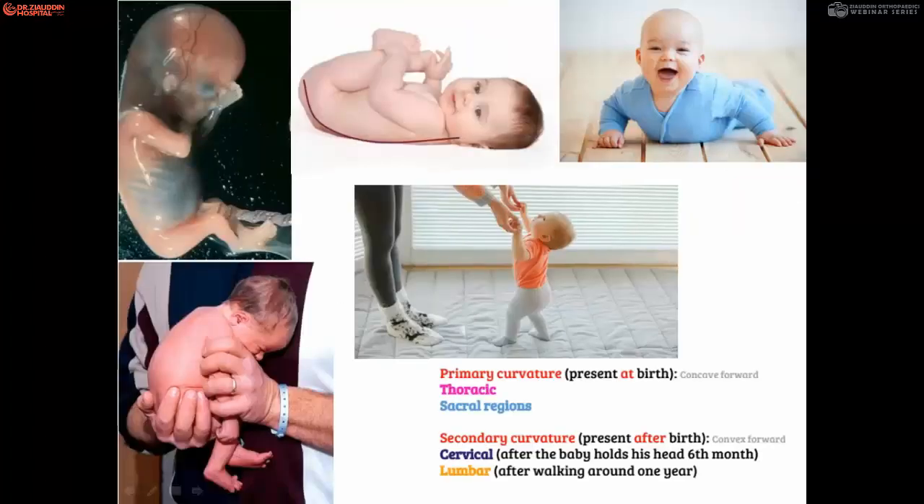If you look at the curves, different curves, so in utero and when the baby is born, there is a single curve that is called primary curve, which is kyphotic. So initially there are thoracic and sacral curves, and they are kyphotic. And when the baby starts holding the neck, there is development of cervical curve, that is the lordotic curve. So that is a secondary curve basically. And when the baby starts standing and walking, there is development of lumbar curve. The main basis of that bend is that it increases the ability of spine to bear the loads.